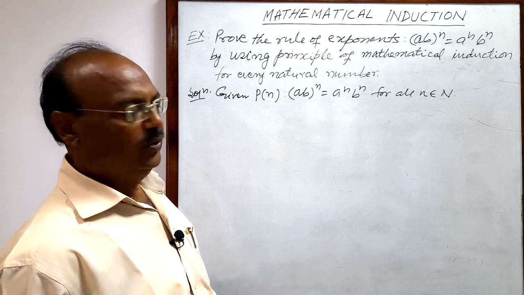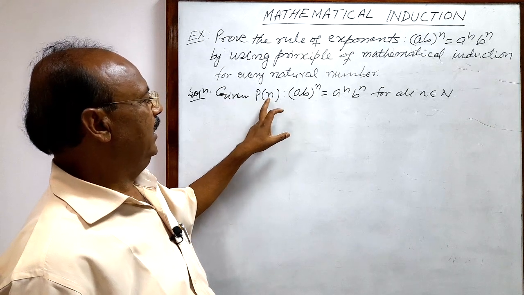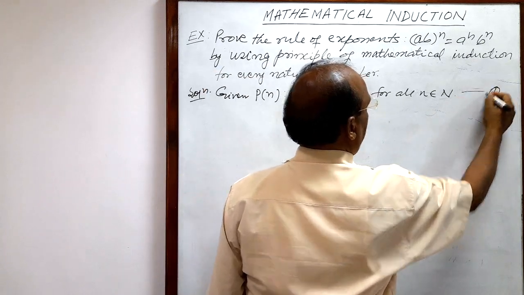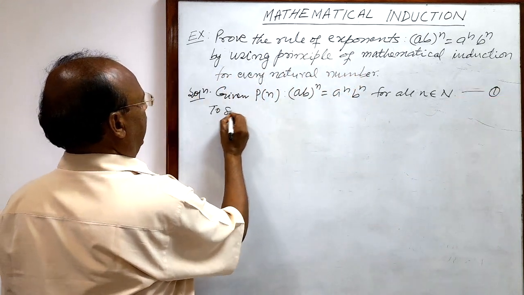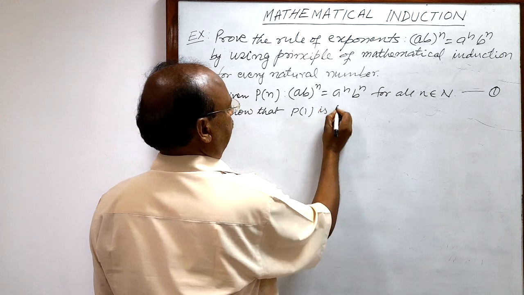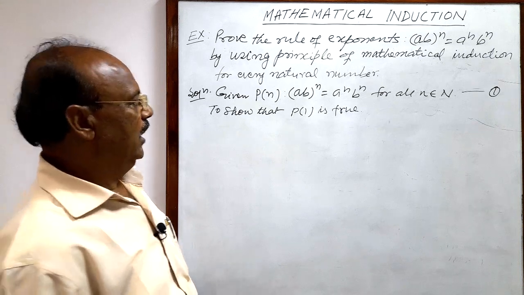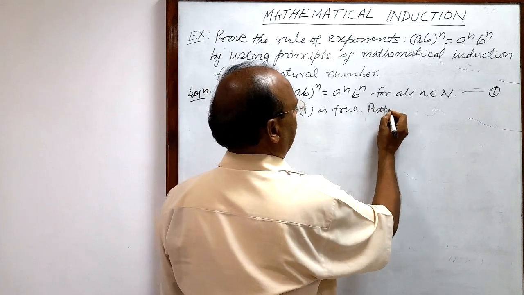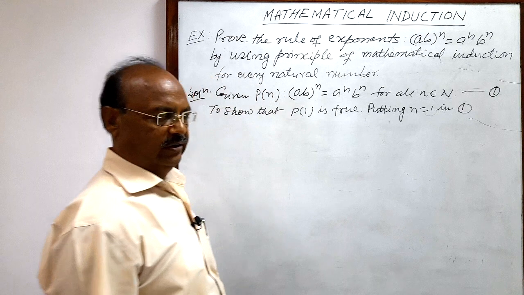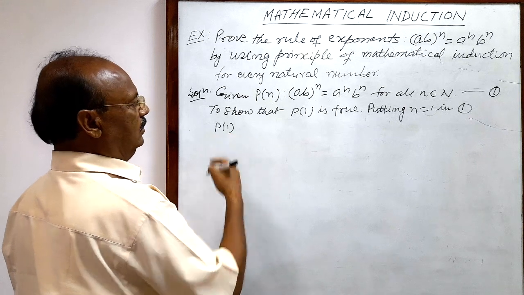So first step, we have to show that P1 is true, and we will get P1 by putting n equal to 1 here. So let us call it relation number 1. First of all, we have to show that P1 is true, and for this we put n equal to 1 in relation number 1, so we get P1.